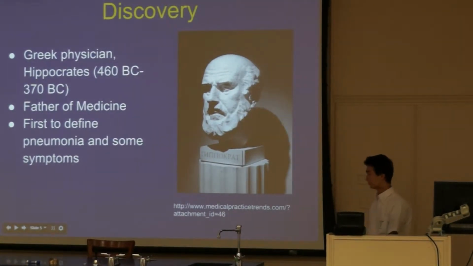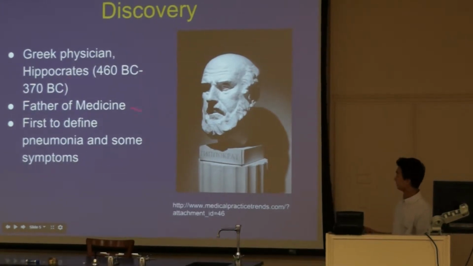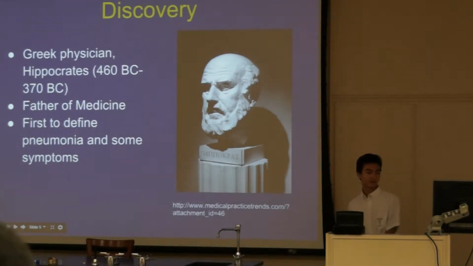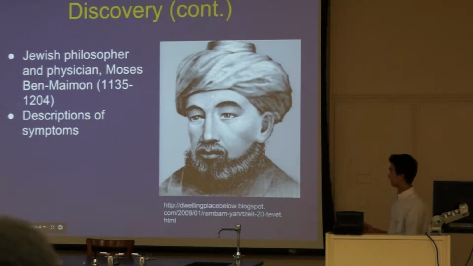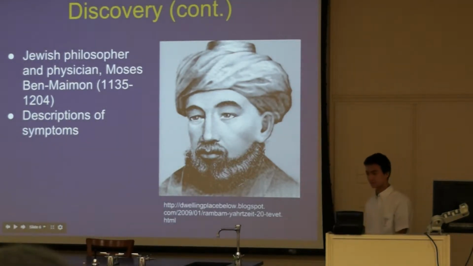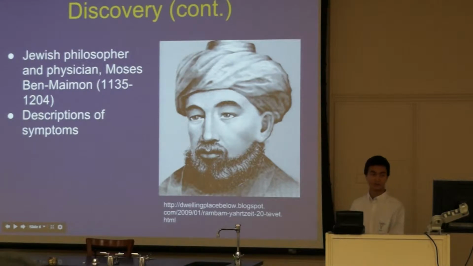Pneumonia was first discovered by Hippocrates. He was a Greek physician. This is a bust of him. He is known as the father of medicine, and he was the first to define pneumonia and some of its symptoms. This is a picture of Jewish philosopher and physician Moses ben Maimon. He also described some of the symptoms, but he described more of them and he went into depth. The symptoms he gave are very similar to the modern day symptoms for pneumonia.